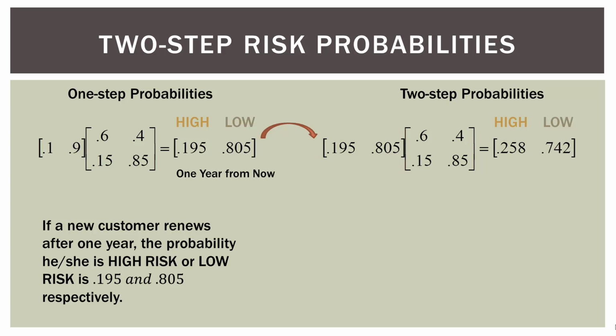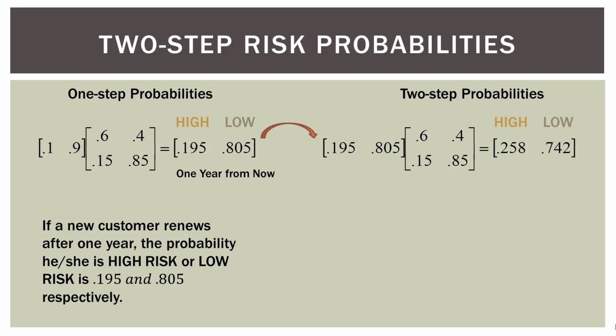Now what we can do is take the probabilities that we found after 1 year, and then multiply that by the transition matrix again. The answer from the 1 year step multiplied by the transition matrix gives us the probabilities after 2 years. You can see here that our high risk group has a probability of 0.258, and our low risk probability is 0.742, and of course those add up to 1.